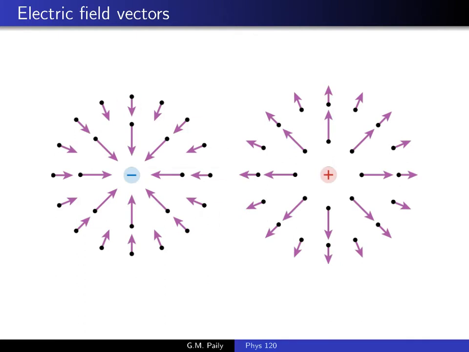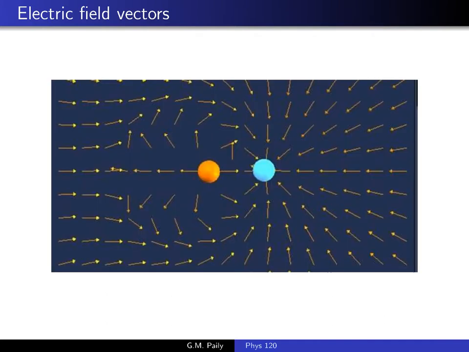Once again, we see the features that the field is stronger near the charge and gets weaker as we move further away. Here's an example of a negative charge and a positive charge together. Let's note a few details. We know that this is the negative charge because the field vectors point inward towards it, and this is the positive charge because the field vectors point away from it.